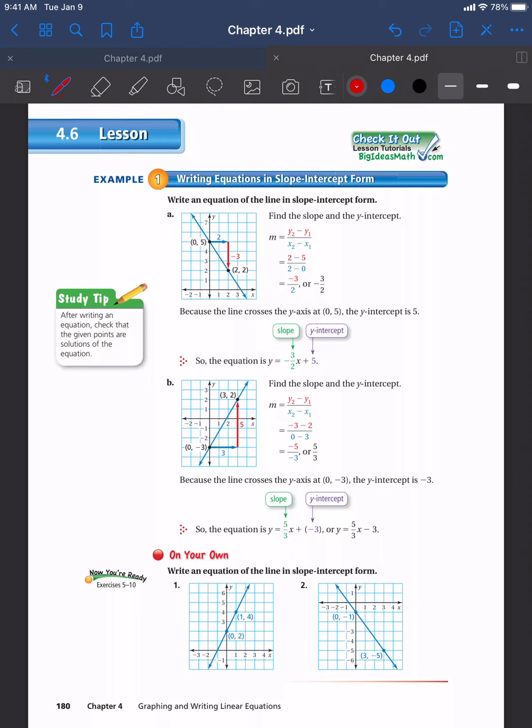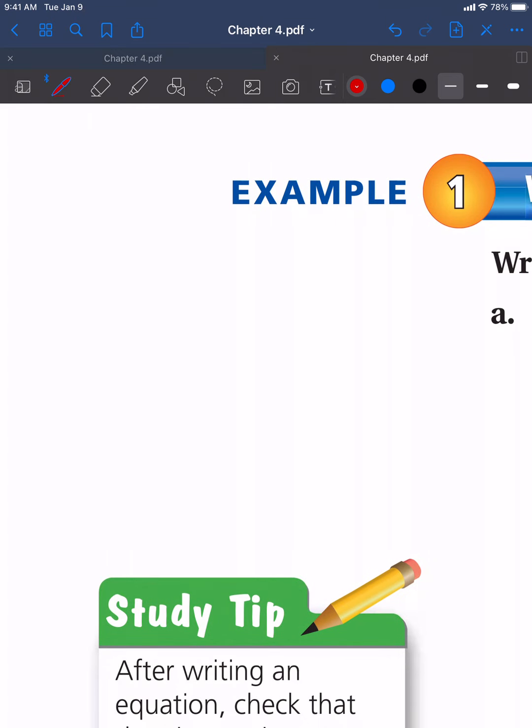So we just learned standard form, right? What is standard form? It's ax plus by equals c. Awesome. Now that's standard. What's slope intercept? y equals mx plus b.